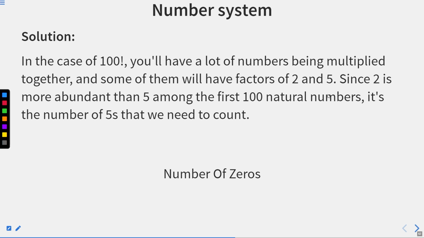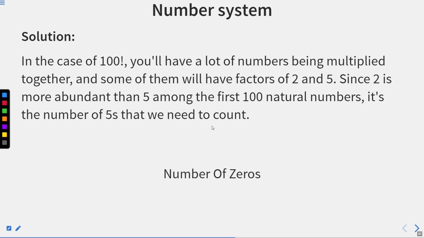Since 2 is more abundant than 5 among the 100 natural numbers, it's the number of 5s that we need to count. What we are trying to say here is, among 100 factorial, among those 100 numbers, 2 will occur a lot of times. So instead of counting 2s, we are going to play smart here. What we are going to do is identify how many 5s there are.